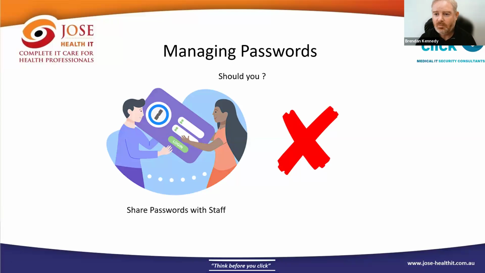If you need to know which nurse or which reception staff member accessed a record, you need to have unique accounts for each of those staff members so that you can manage the access. It matters whether a receptionist deleted something or whether a doctor sent something accidentally to the wrong person. So you need to manage that process.